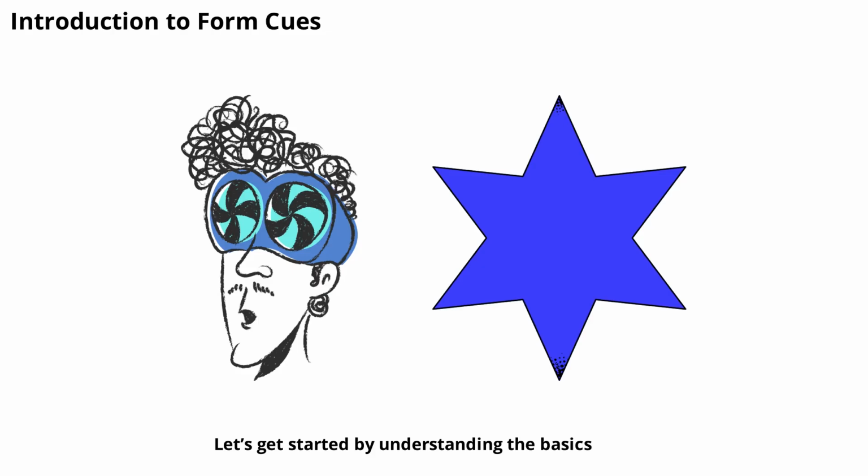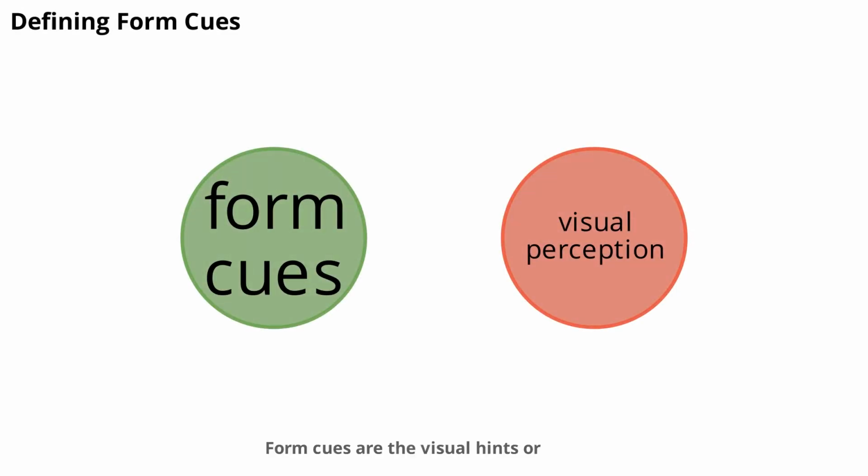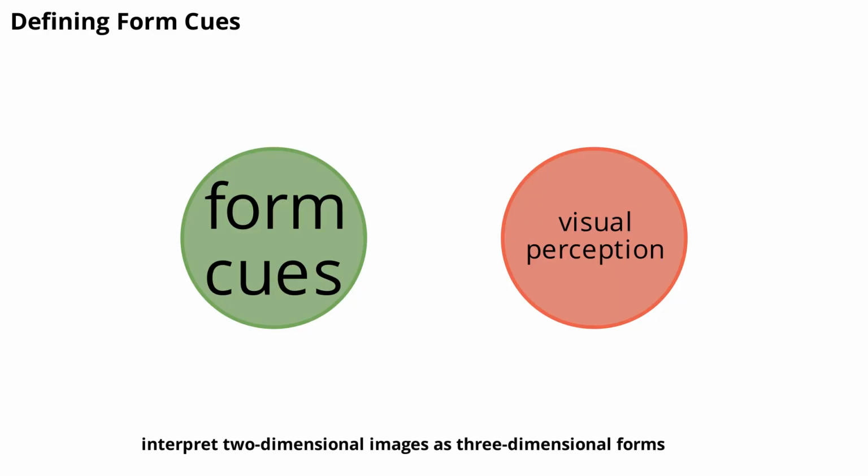Let's get started by understanding the basics. Form cues are the visual hints or signals that allow us to perceive the shape, structure, and boundaries of objects. These cues help our brains interpret two-dimensional images as three-dimensional forms. For example, when you see a circle with shading on one side, your mind interprets it as a sphere. Form cues include elements like edges, contours, shading, and texture. They work together to create a sense of depth and solidity, making flat images appear lifelike. Understanding form cues is crucial for artists, designers, and anyone interested in visual communication.